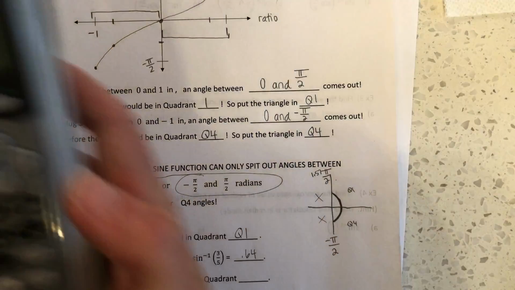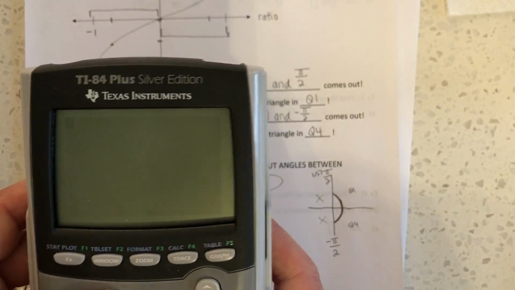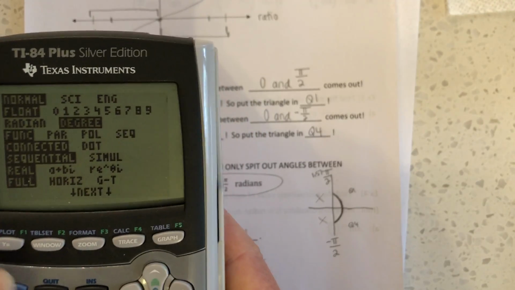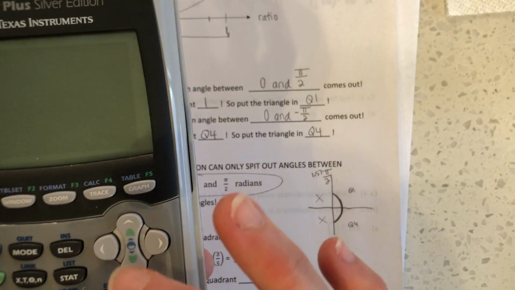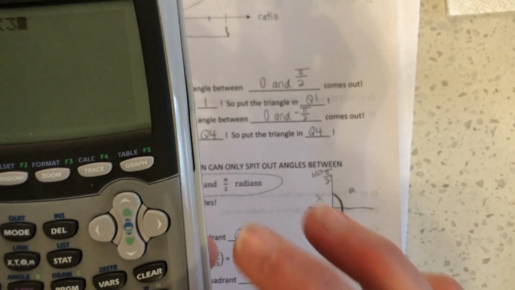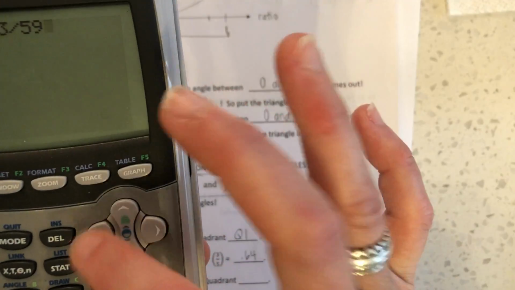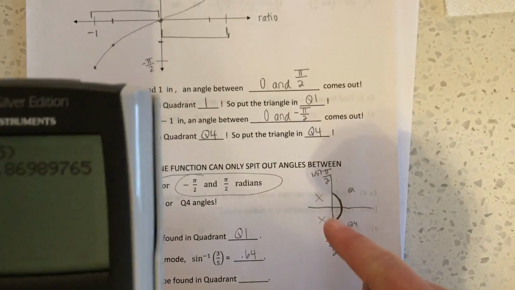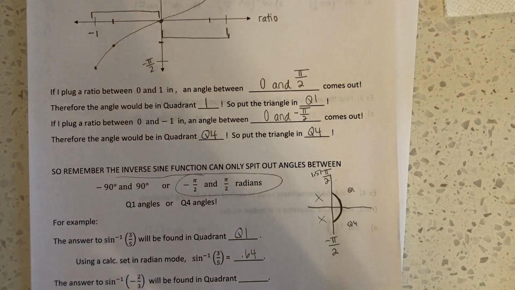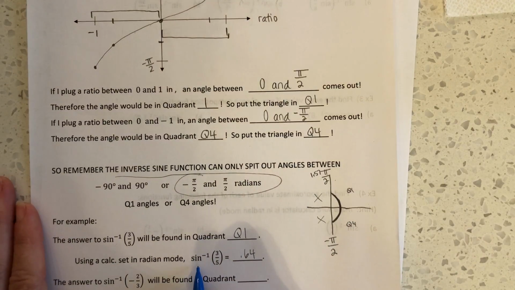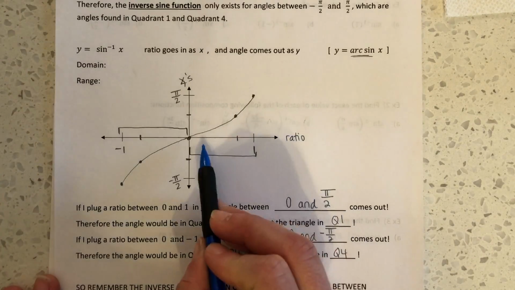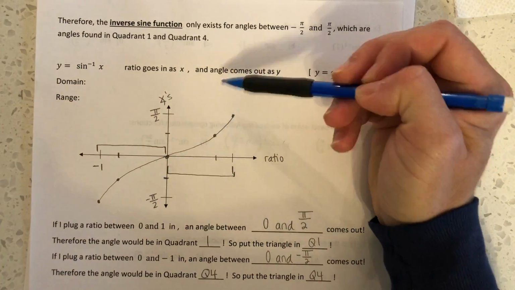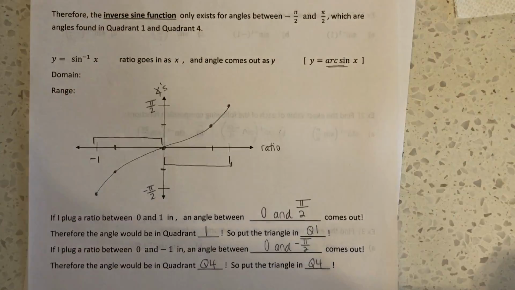Let me go into degrees so you can see that it's definitely a quadrant 1 angle. Let me just switch to degrees. Enter, second, quit. Now I'm going to do the inverse sine of 3/5 again, and now it'll give me the answer in degrees. It's about 36, 37 degrees, and that's an angle that would have landed in quadrant 1. Because when you take the inverse sine of a positive ratio between 0 and 1, the inverse sine is going to spit out an angle between 0 and 90 degrees, between 0 and pi over 2 radians.